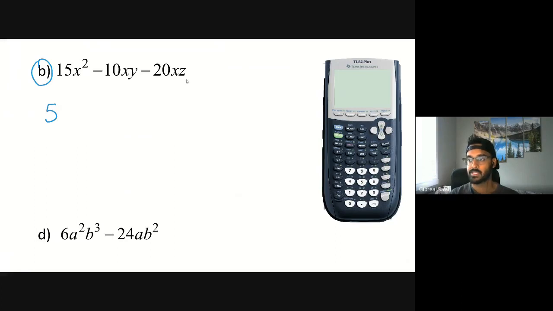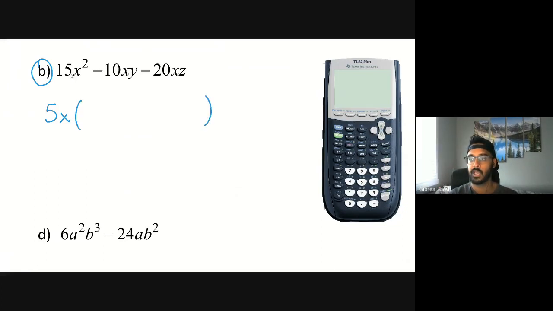If I look at the x's next, I have an x squared in the first one, x in the middle term, and x on the last term. The most amount of x's I could divide out is just x to the power of 1. You're limited by the least amount. Okay, and then the y's, not all 3 terms have a y, so that can't be part of the greatest common factor, and not all 3 terms have a z, so that can't be part of the greatest common factor. So right there, your GCF is 5x.